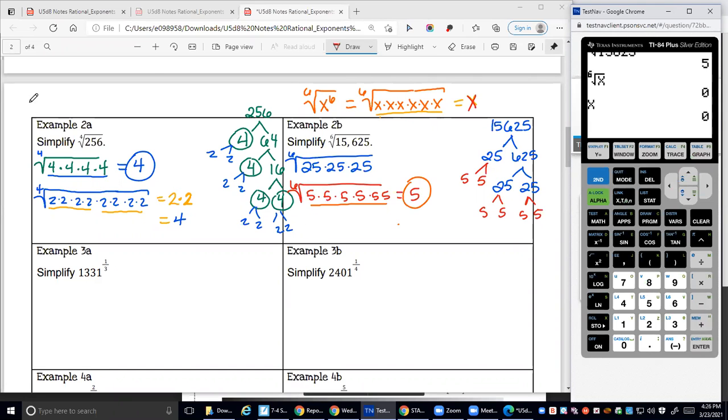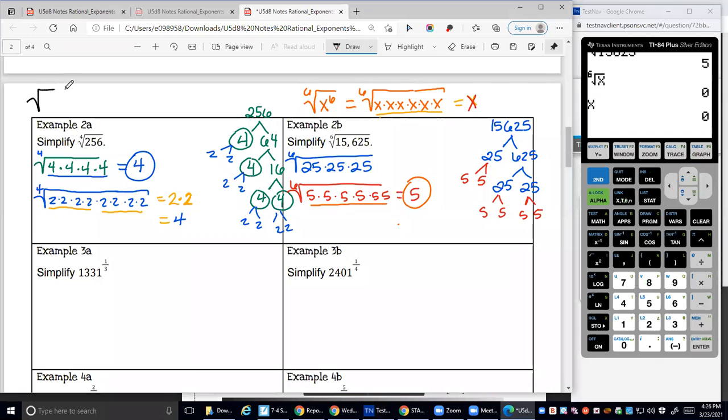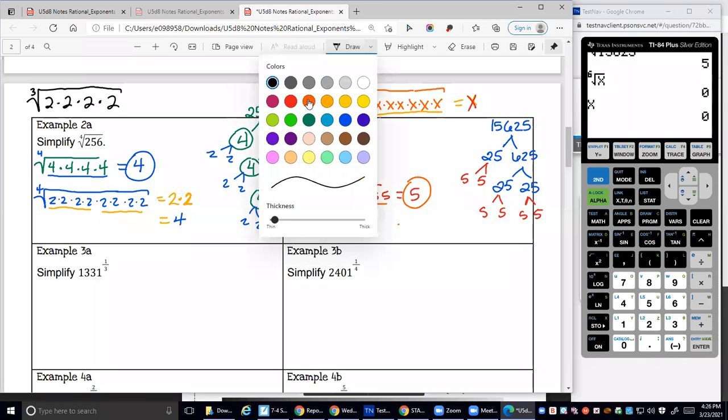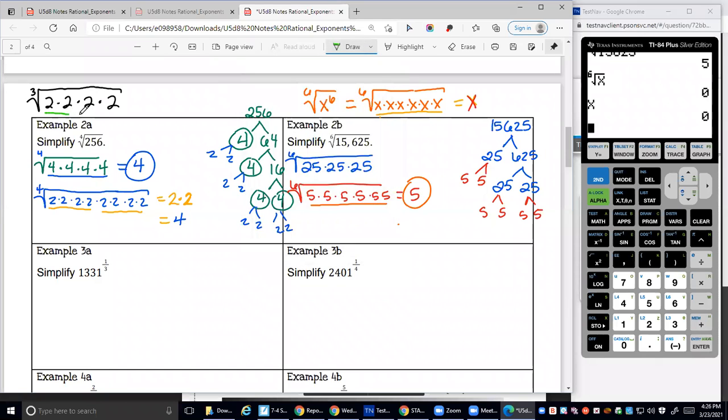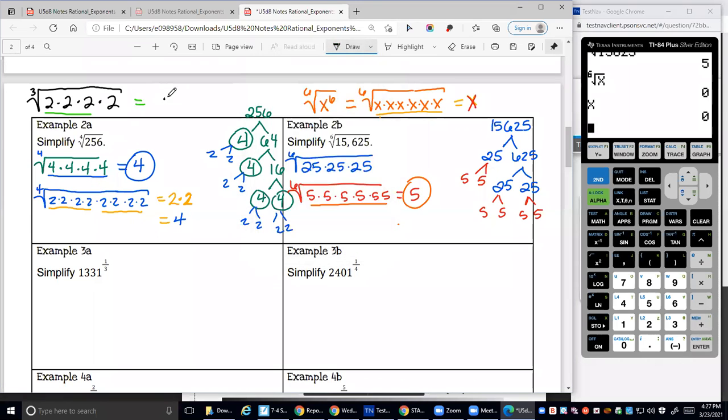The other thing that might happen is, let's say I've got a problem that looks like this. Let's keep things simple: the cube root of 2 times 2 times 2 times 2. I've got one group of 3, right? From that group of 3, out is going to pop a what? A 2. So those go away.